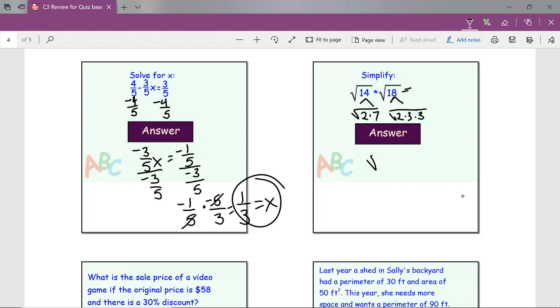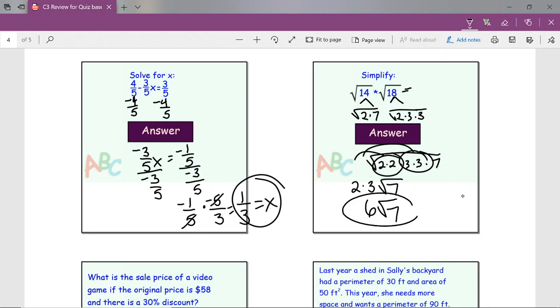Then I can combine these into one big radical to get 2 times 2 times 3 times 3 times 7. I put them in order like this because then I can look at the pairs that I have. I have a pair of 2's that I'll circle and pop, a pair of 3's that I'll circle and pop, so that I have a 2 on the outside, a 3 on the outside, and a 7 left in my radical. I simplified just a little bit to get 6 root 7, and that is my simplified version of these radicals.